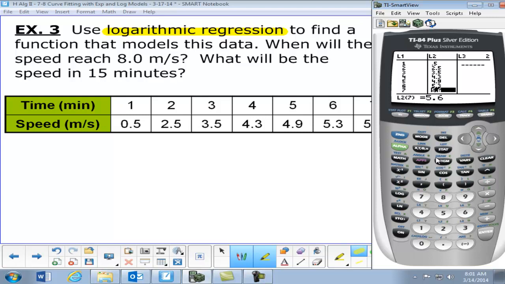Okay, I always like to check to make sure I've entered my data correctly. So I've got everything entered correctly. Go home. Again, we go back to Stat, Calculate, and instead of going all the way down to 10, I'm going to scroll up and it'll wrap me back around a little bit faster. And you see right here at number 9 is logarithmic regression. So go ahead and hit enter.